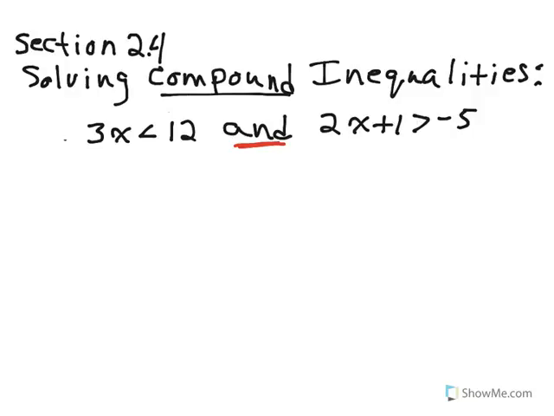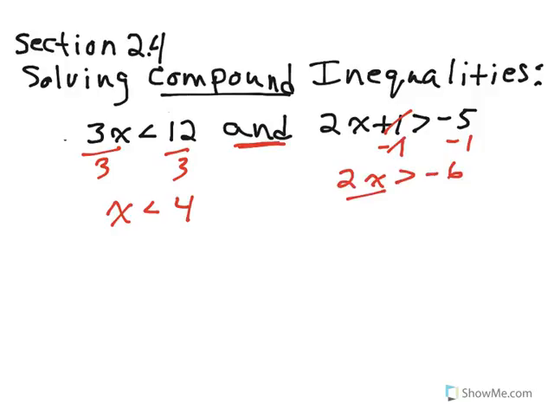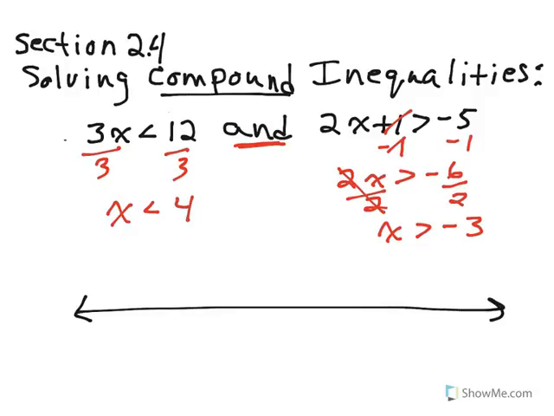So first, looking at the first one, I'm going to divide both sides by 3, and that gives me x is less than 4. Second one, I need to subtract 1 first. That gives me 2x is greater than negative 6. Divide both sides of the inequality symbol by 2, and we get x is greater than negative 3. So now I need to graph those, and I can graph them on the same number line.